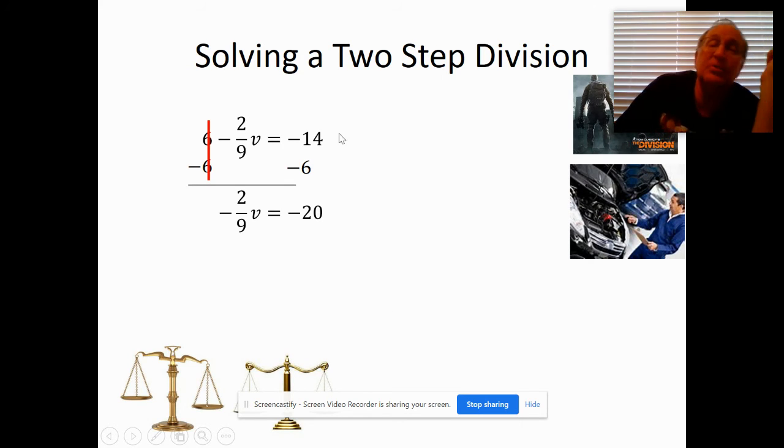minus 6 means it's kind of like you borrowed $14 and now you borrowed 6 more, so you owe me 20. You don't get away with just owing me 8 because you borrowed more money. All right? So now what I want to do is this.